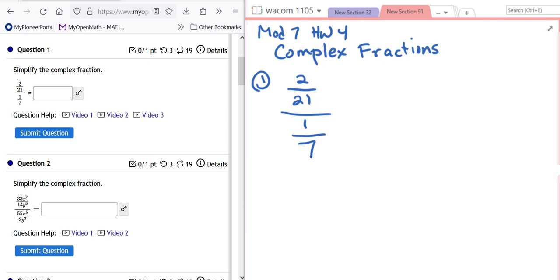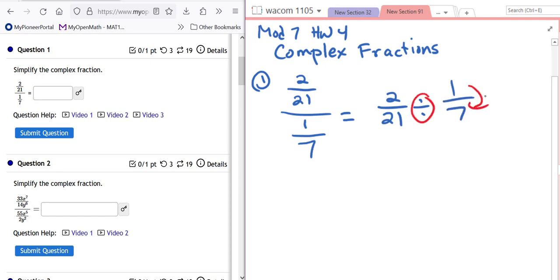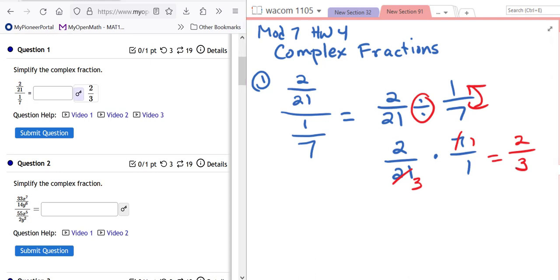You can write this across instead of up and down. So we could write this as 2 over 21 divided by 1 over 7. You change division to multiplication and invert the divisor. So keep your first, change, and this one flips. And you can cancel on the diagonals. 7 goes into 21 3 times, and then multiply across. So 2 times 1 is 2, and 3 times 1 is 3. And that will be your answer, 2/3.